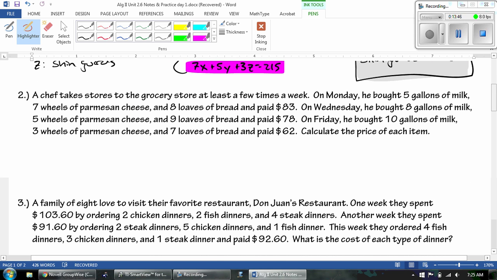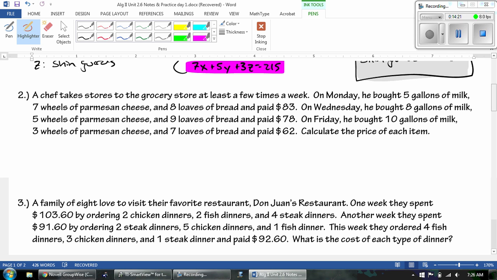A chef goes to the grocery stores at least a few times a week. I don't know if that makes sense. On Monday, he bought 5 gallons of milk, 7 wheels of Parmesan cheese, and 8 loaves of bread. On Wednesday, he bought 8 gallons of milk, 5 wheels of Parmesan cheese, and 9 loaves of bread, paid $78. And on Friday, he bought 10 gallons of milk, 3 wheels of Parmesan cheese, and 7 loaves of bread, and paid $62. Ooh, that's a mouthful. Calculate the price of each item.